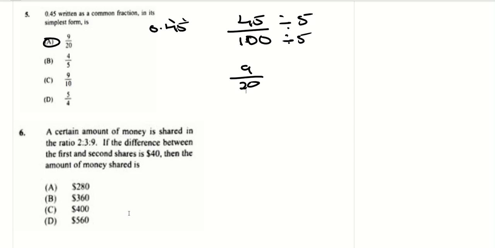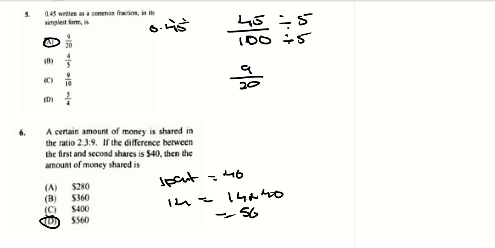The difference between the first share and the second share is 40. Then the amount shared is... This is a repeated question. The answer is 560, but let's do it. The difference between the first share and the second share is 1 part. So 1 part is equal to 40. The total parts is 14. So 14 times 40 is equal to 560. And that would be your answer for 6.